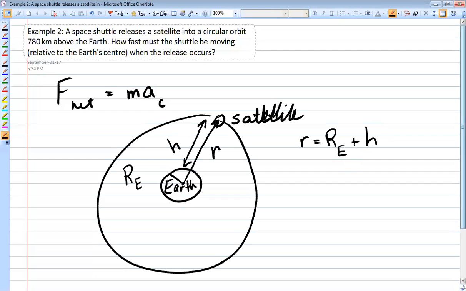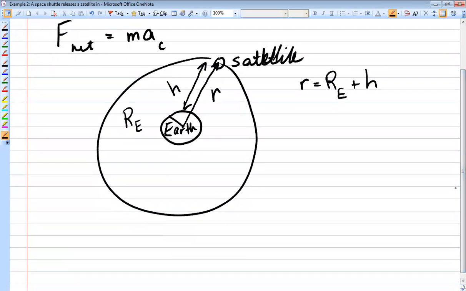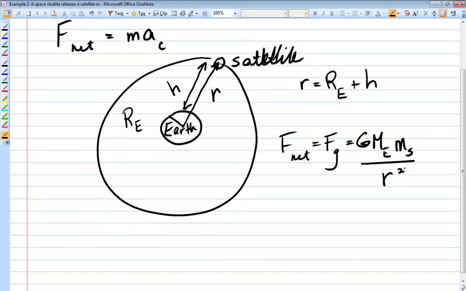Now the force that is pulling the satellite towards the center of the circle, that keeps it in the circular orbit so it doesn't fly off into outer space, is the force of gravity. And so our net force in this case is simply the force of gravity between that satellite and the Earth. And we have covered this before. It is G, mass of the Earth, mass of the satellite, over the distance between the centers of those two objects. Now we're going to assume the satellite is so small compared to the Earth that the distance from the surface of the satellite to its center is negligible. So there's our net force.